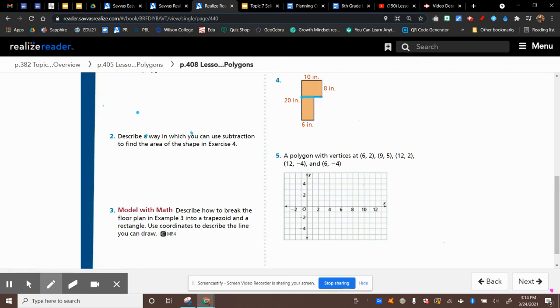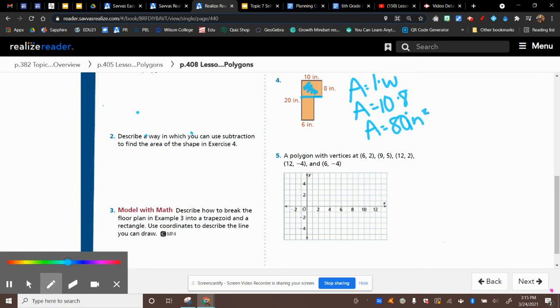And so that shows me a rectangle and a rectangle. The area of a rectangle is length times width. So for this first one, I'm just going to shade it blue. I have 10 times 8. That area is 80 inches squared.